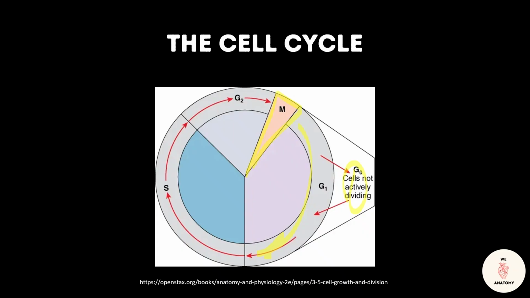The G stands for gap, so G1 is gap phase 1, or the growth phase of the cell. The S phase follows the G1 phase, which you can see here. DNA replication takes place during the S phase in preparation for cell division. The S stands for synthesis, as the cell is synthesizing new DNA. The third phase is G2, or gap phase 2. This is the second growth phase of the cell, where it prepares for mitosis.